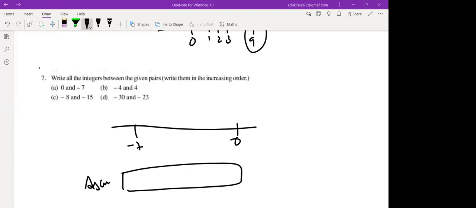Okay, let me just read it. Yes, correct. You have to name them as well. Ma'am, like positive or negative? No. For example, the numbers between 0 to -7, all of them you have to write in the ascending order. Okay, ma'am.